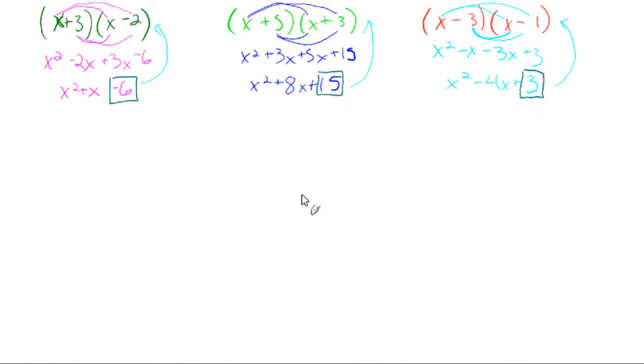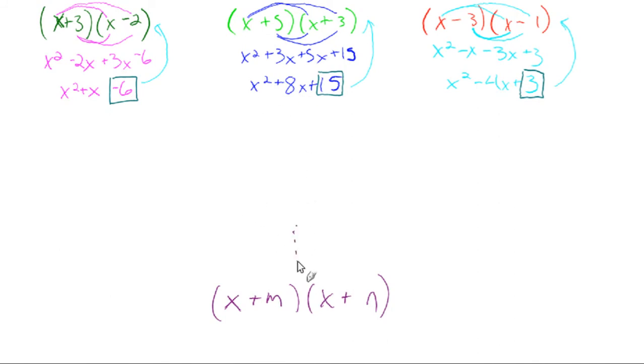Okay? So as we work from our standard form, like this, to our intercept form, to a form that looks like this, x plus m times x plus n. What we're going to be given is something like this. It's in standard form.